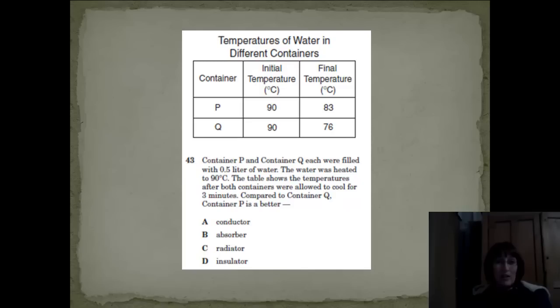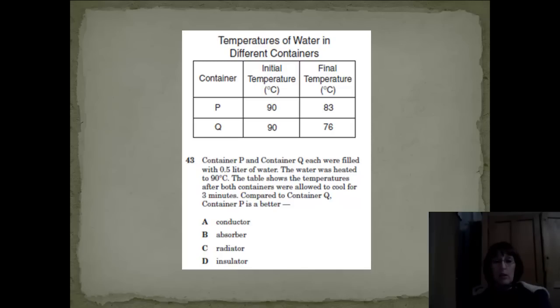Which one lost more heat? Well, Q lost more heat, so apparently Q is not as good an insulator. It's a better conductor than it is an insulator. So let's look at the question. Container P and container Q each were filled with 0.5 liters of water. The water was heated to 90 degrees Celsius. The table shows the temp after both containers were allowed to cool for 3 minutes.